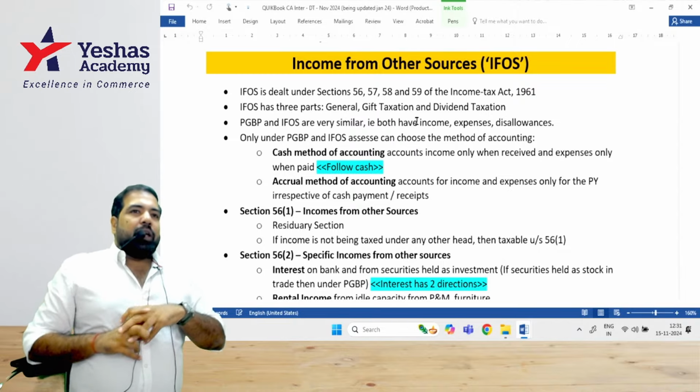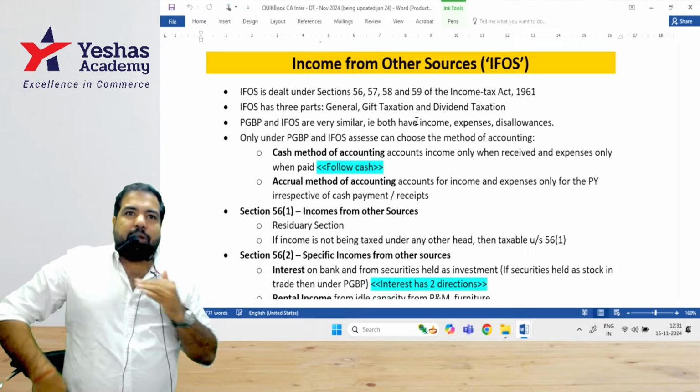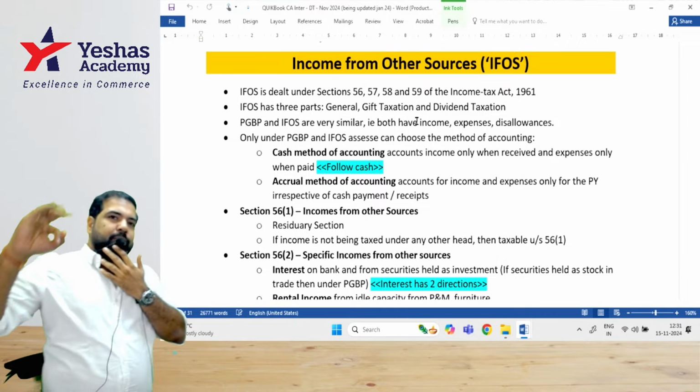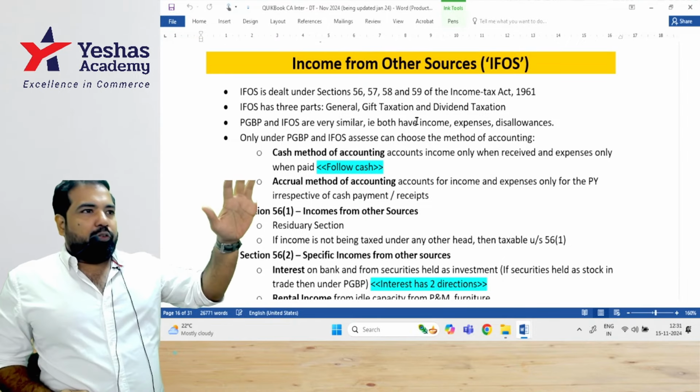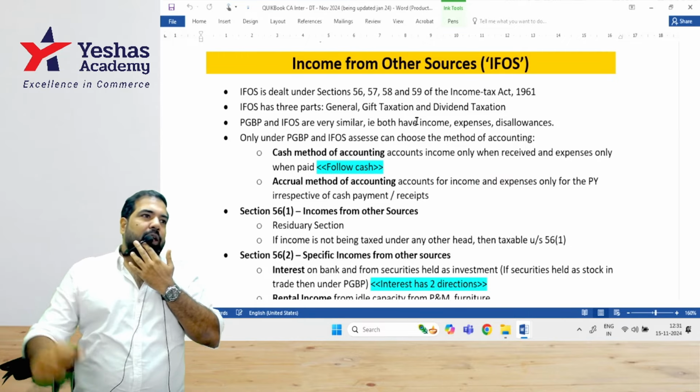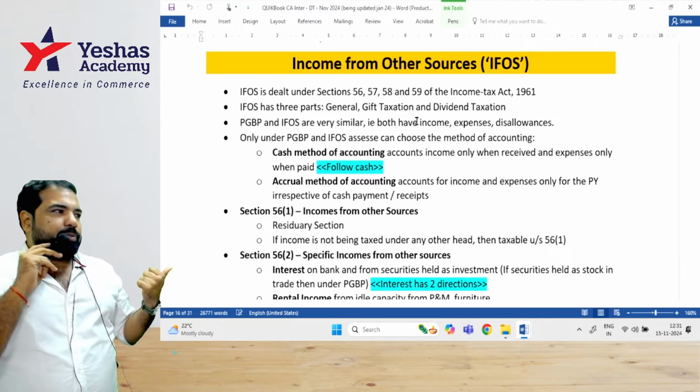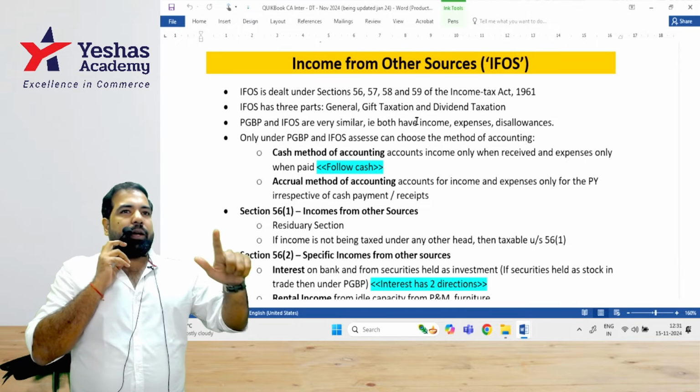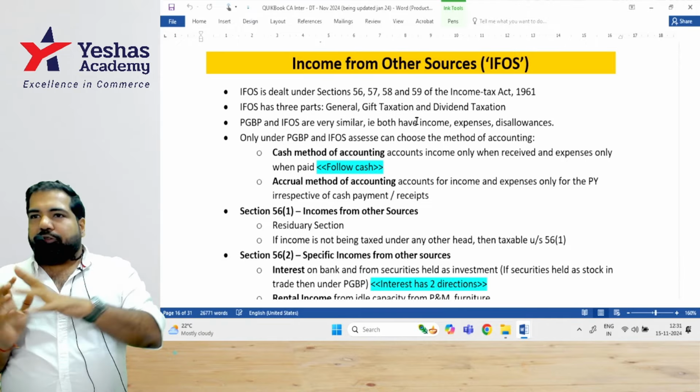So everyone, in the next 5 minutes, 7 minutes, 10 minutes, whatever it takes, let's recap IFOS. Guys, IFOS is the fifth head of income, but it is for us the second head of income, after which head of income, guys? House property. There are three parts to IFOS. The first part, general. Second part, and third part, guys, gift tax.